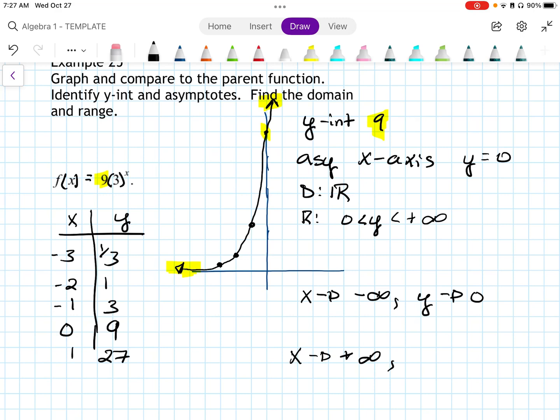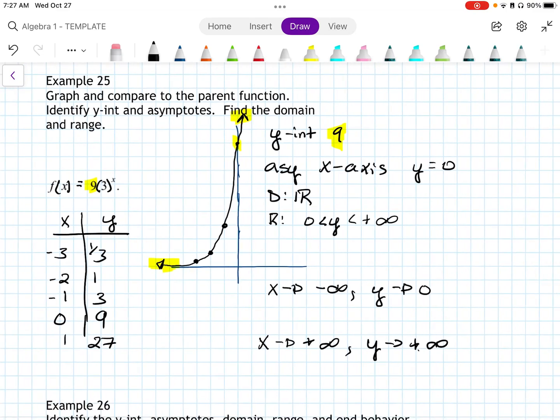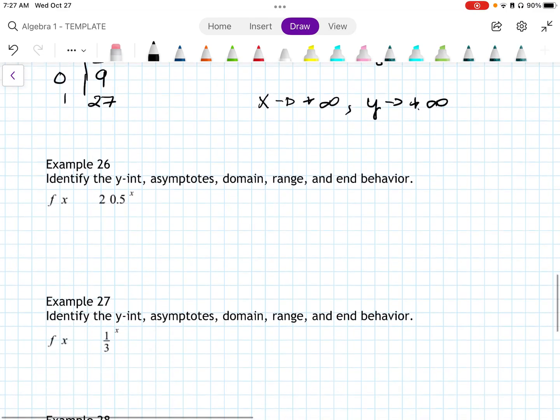As x goes to the right, then y would go to positive infinity. All right, let's look at another one.